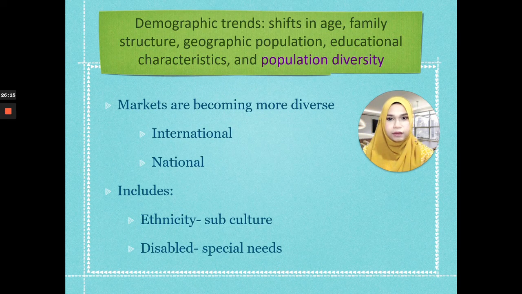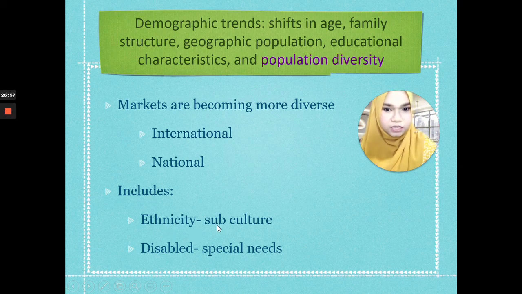Next one here is again population diversity. Markets are becoming more diverse because of the international and also national market. If you go to Shopee, for example, you can see that there are many overseas sellers. If you are a seller from overseas, you will be able to see that your market is now not only in one location, but it could be anywhere. And it also includes some ethnicity and also disabled people, where these ethnicities create the subculture. A very good example is Indian and Muslim.